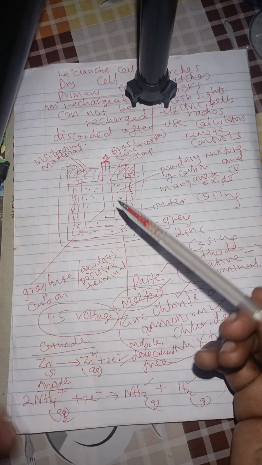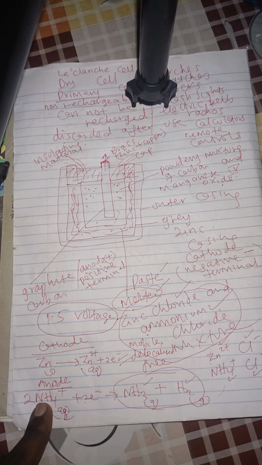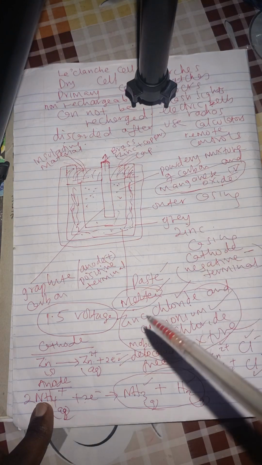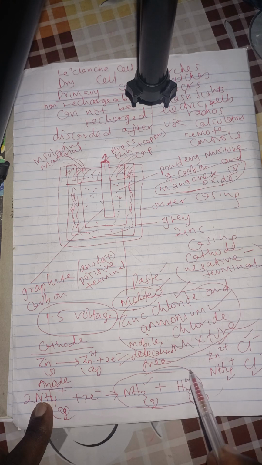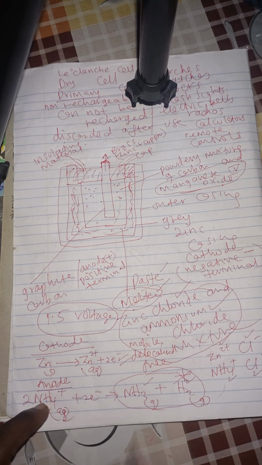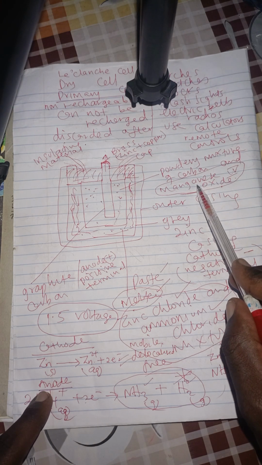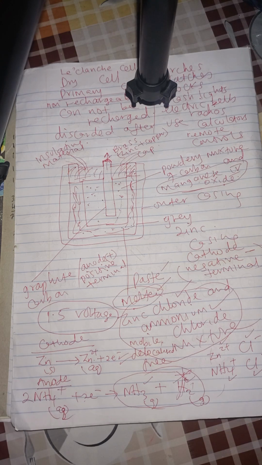To prevent the efficiency of this cell from being lowered by these two gases, what happens? The manganese(IV) oxide that had been mixed with the carbon in powder form around this graphite will oxidize the hydrogen gas to water. Hence, hydrogen gas is eliminated or removed. So the work of the manganese(IV) oxide is to act as an oxidizing agent, and it oxidizes the hydrogen gas produced here to water. So, hydrogen gas gets removed.